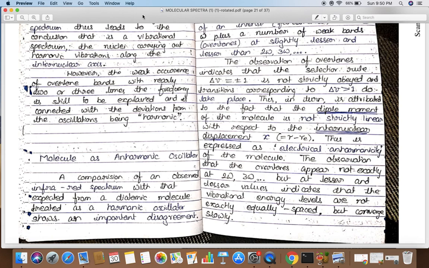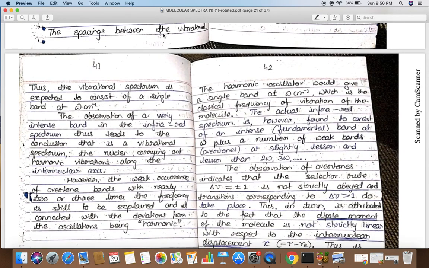If we look at the experimentally observed infrared spectrum of a diatomic molecule treated as a harmonic oscillator, it shows a disagreement with our harmonic oscillator model. Because if you have a harmonic oscillator with a single fundamental frequency omega, then there must appear a single band. However, a single band at a frequency omega centimeter inverse is the classical frequency of vibration of the molecule.